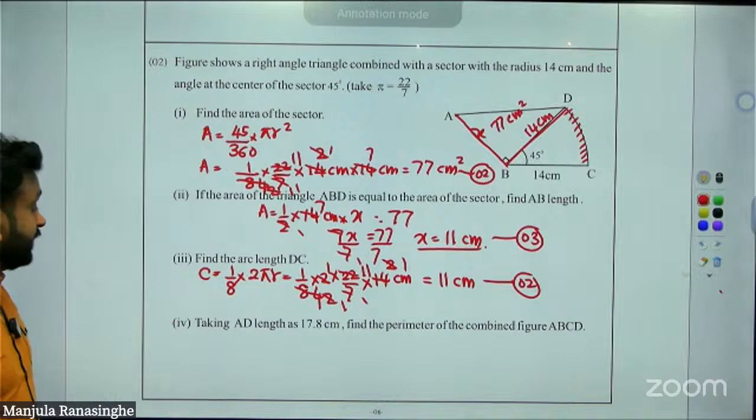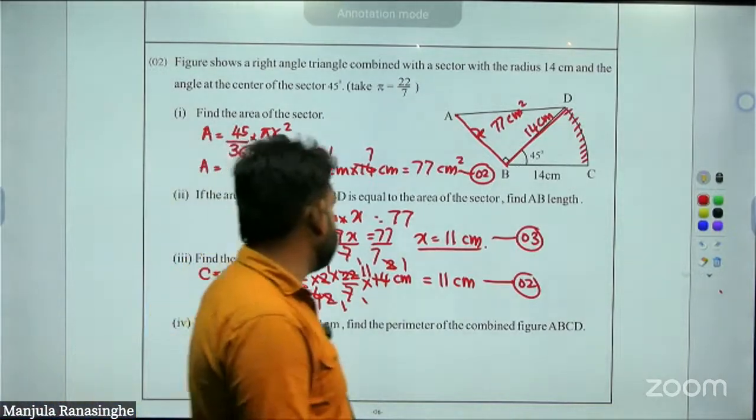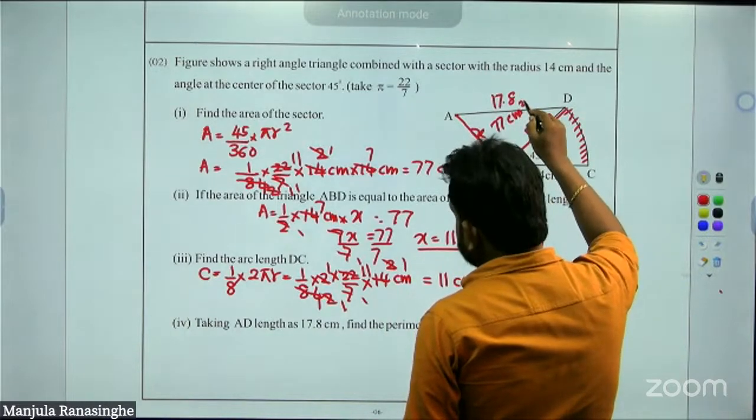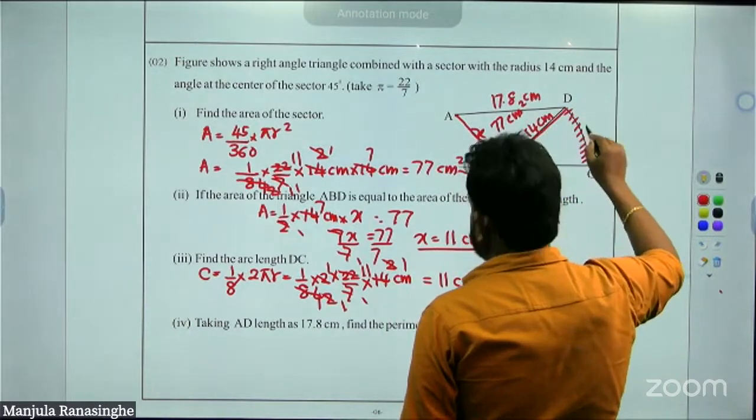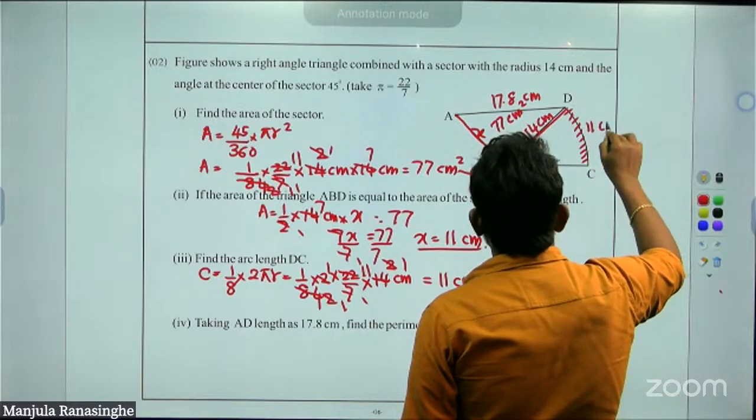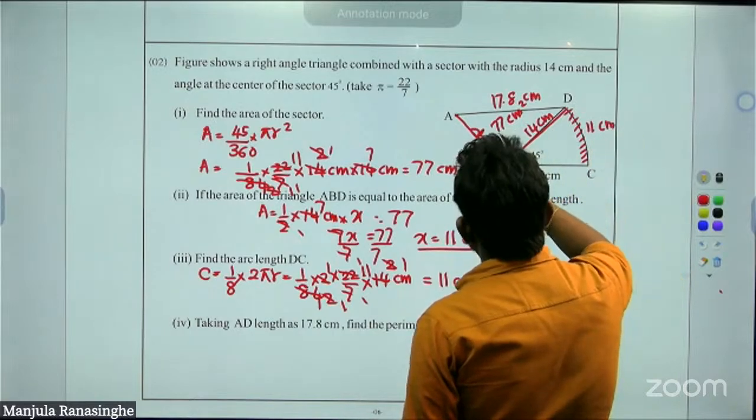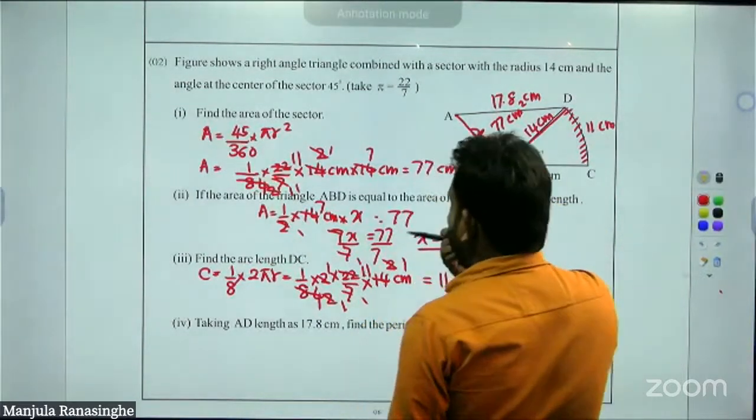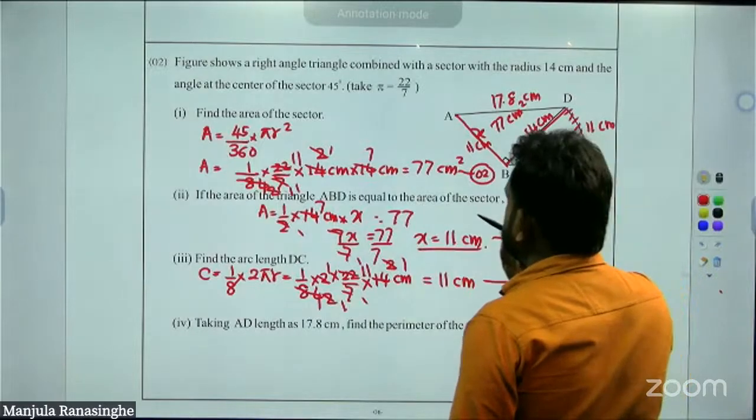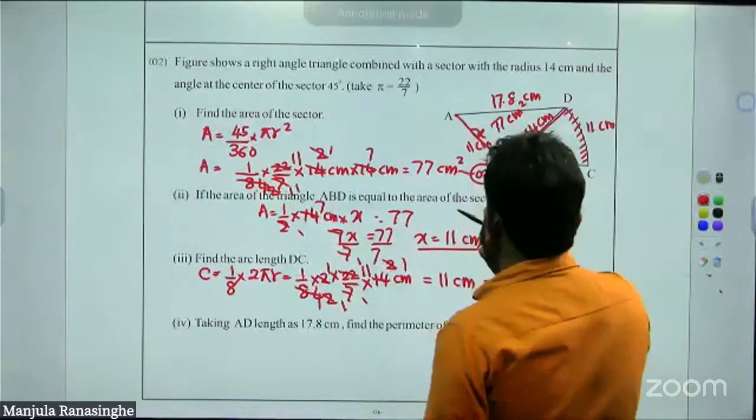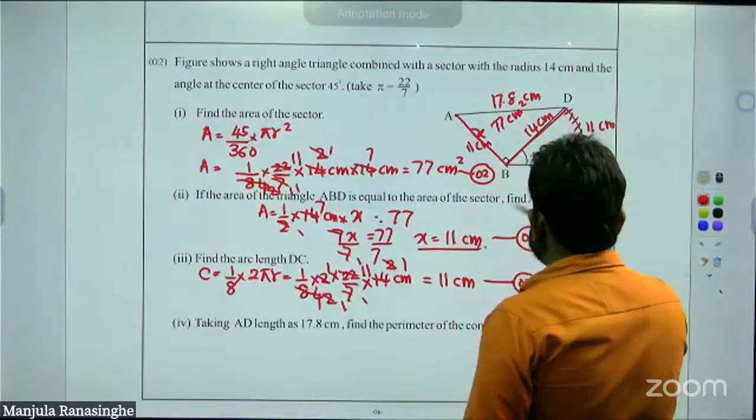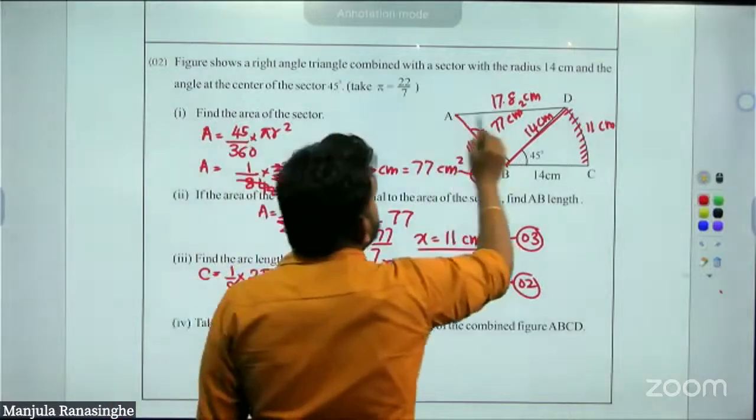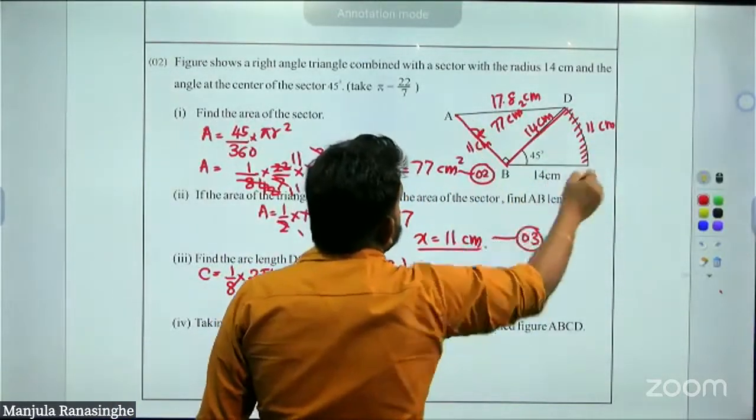Okay. Then taking AD length as 17.8, so this is 17.8 centimeter, right? Then this length found as 11 centimeter, and arc length also 11, right? Yes. So now what is the perimeter? Perimeter is the sum of all the outer length throughout this A, D, C, B, A. This is the outer length sum.